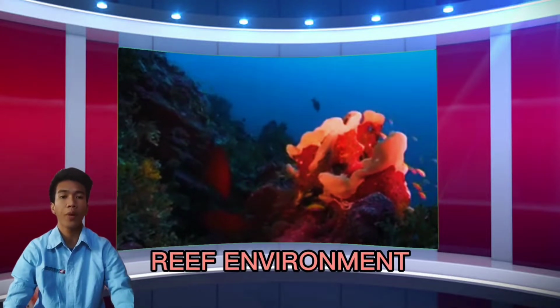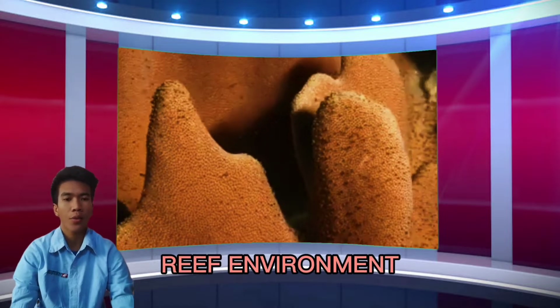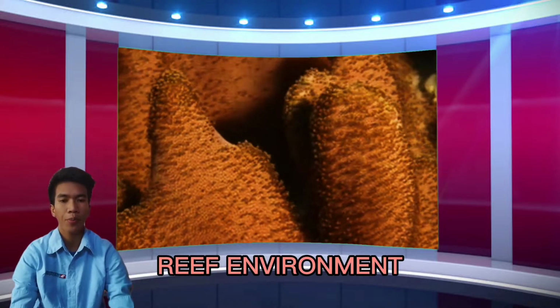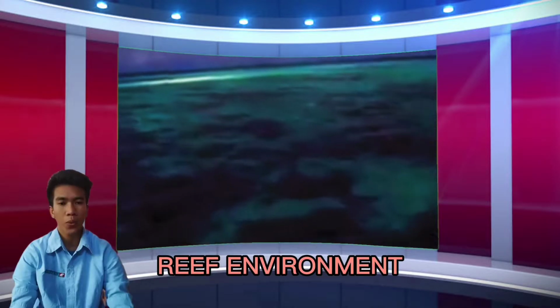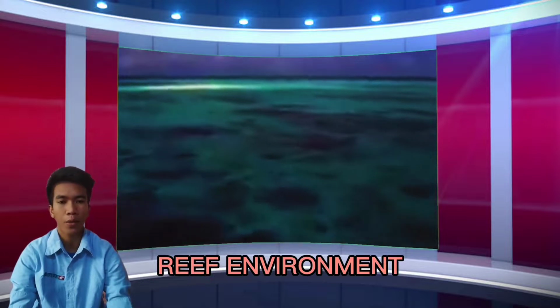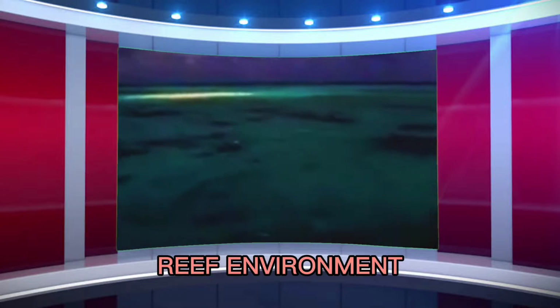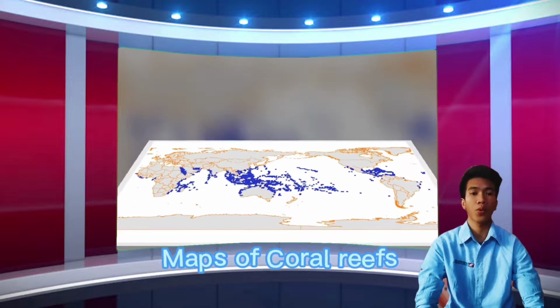So, reef environment. A coral reef is an underwater ecosystem characterized by reef-building corals. Reefs are formed of colonies of coral polyps held together by calcium carbonate. This map shows the coral reefs.